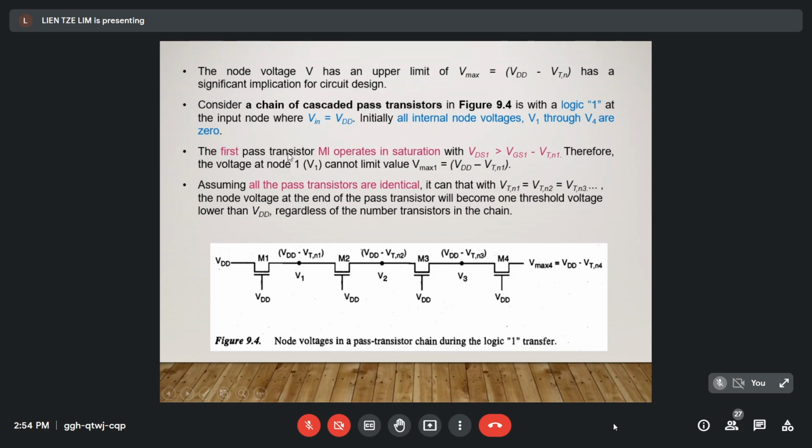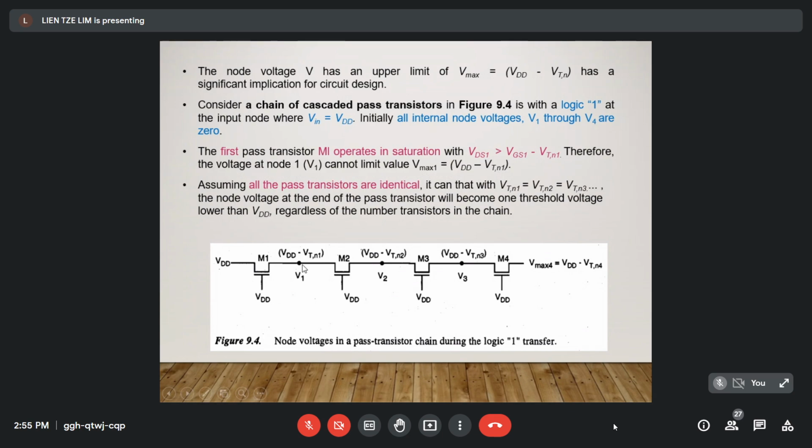The first pass transistor M1 operates in saturation with VDS larger than VGS minus VTN. This is the threshold voltage of the NMOS. Therefore, the voltage at node 1 cannot exceed the limit Vmax equals VDD minus VT. So this pass transistor M1, this one, is the transistor that works in saturation. The other transistors are also NMOS and are identical, so they also work in saturation.